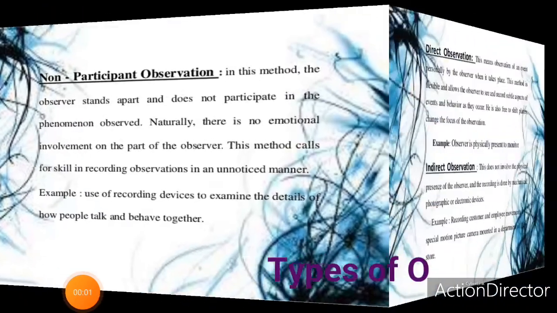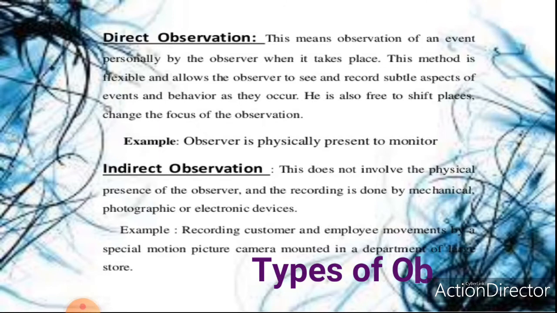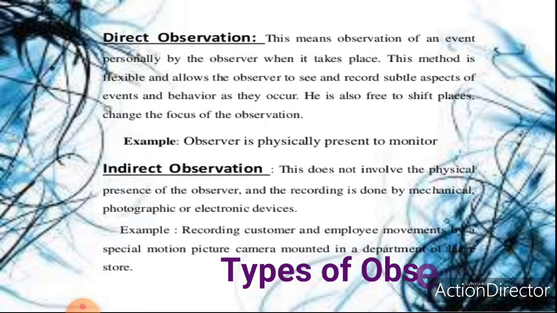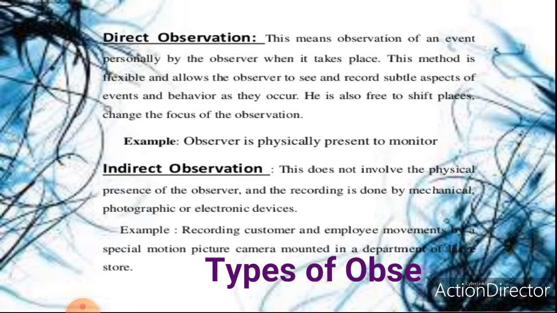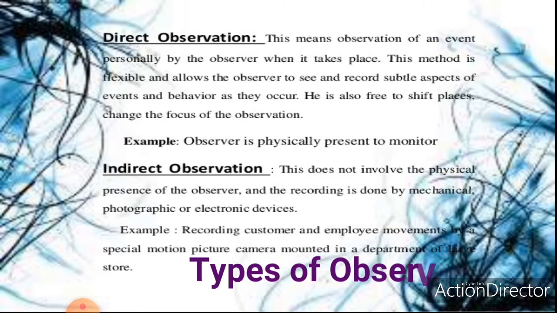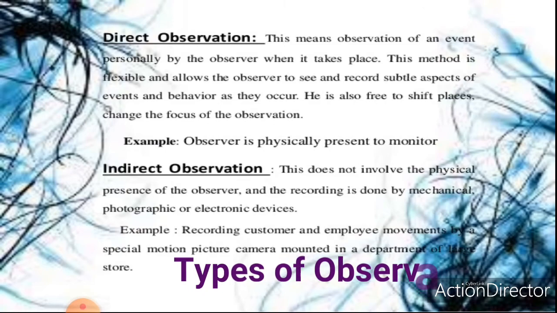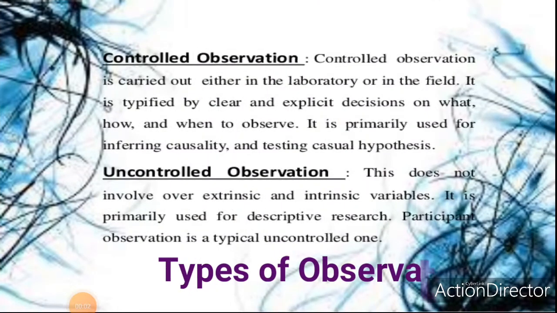Now next type is direct and indirect observation. So first we can discuss what is direct observation. In direct observation, the observer is physically present to observe the particular situation. He personally monitors the situation. Now next is indirect observation. This type of observation does not involve the physical presence of the observer, and the recording is done by mechanical, photographic or electronic devices.